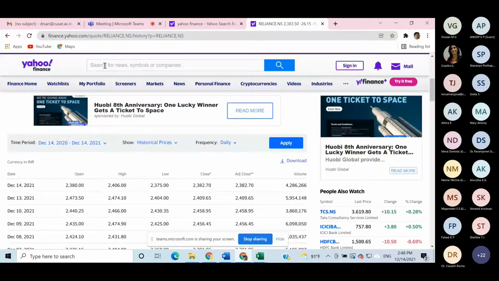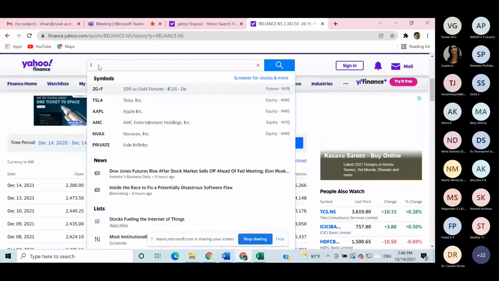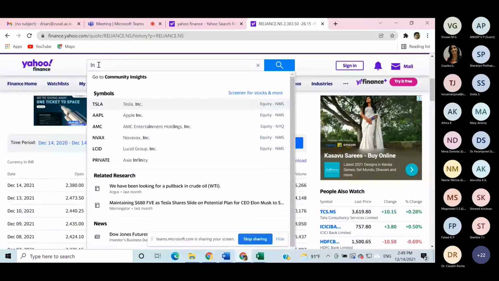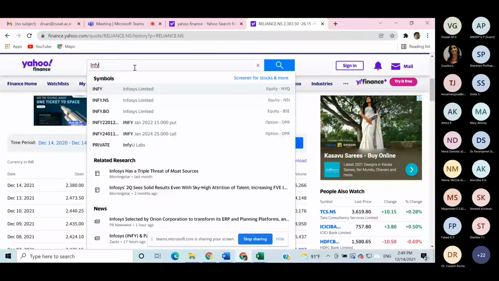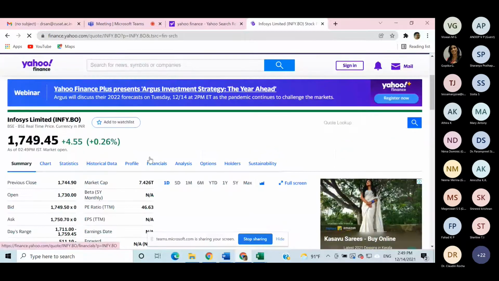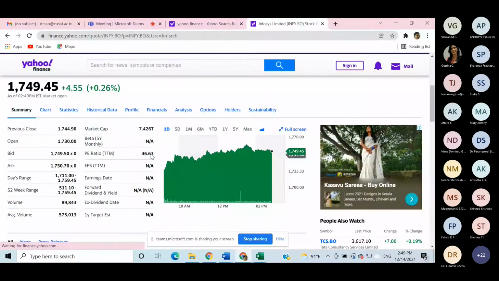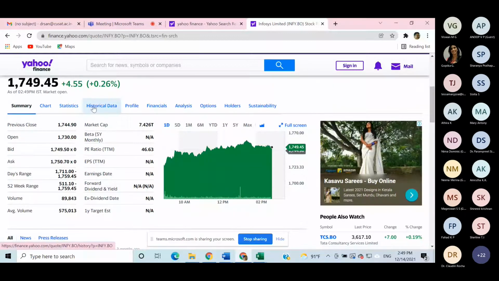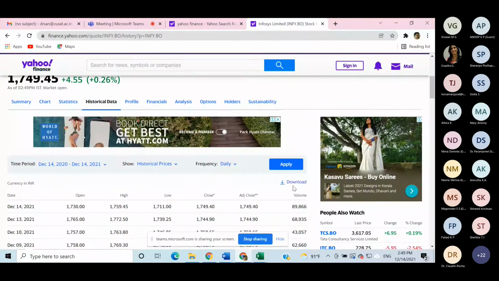You see Yahoo Finance here now, right? Yes, sir. So I am downloading, I am taking Infosys, Infosys BSE there. So historical data, make a download.